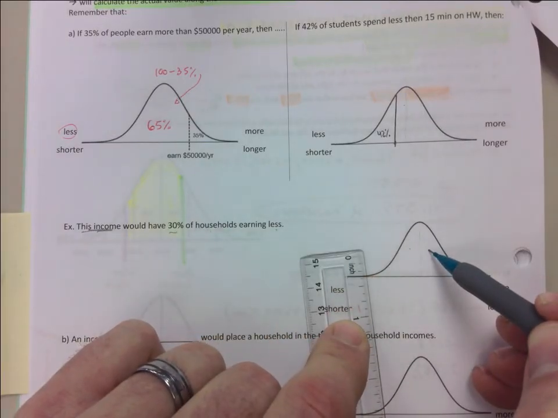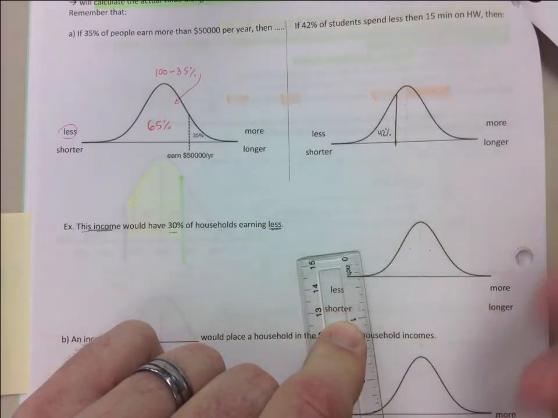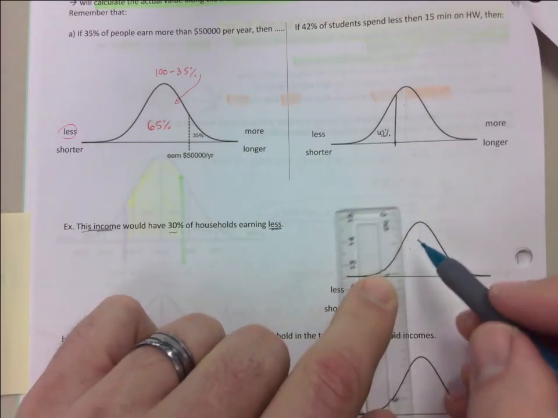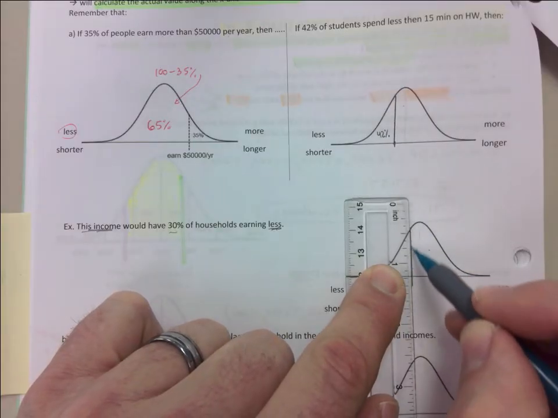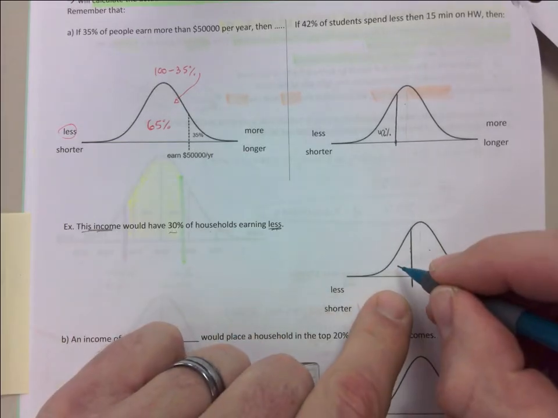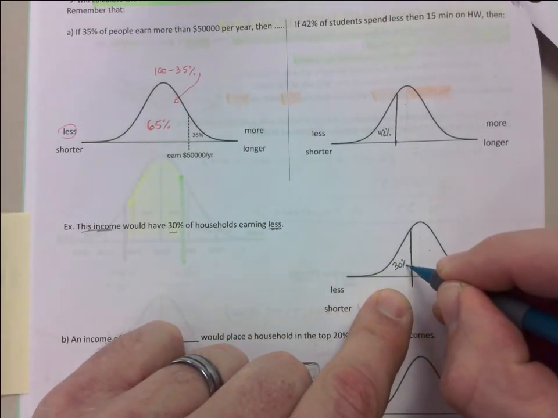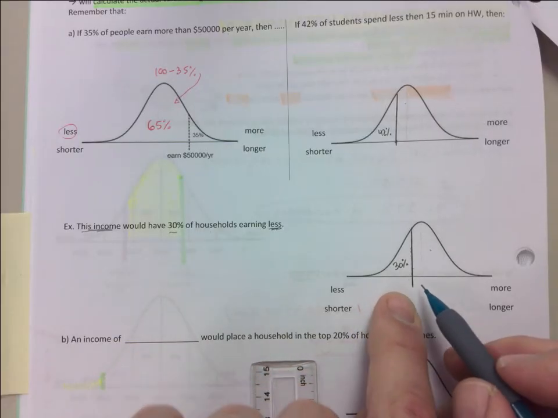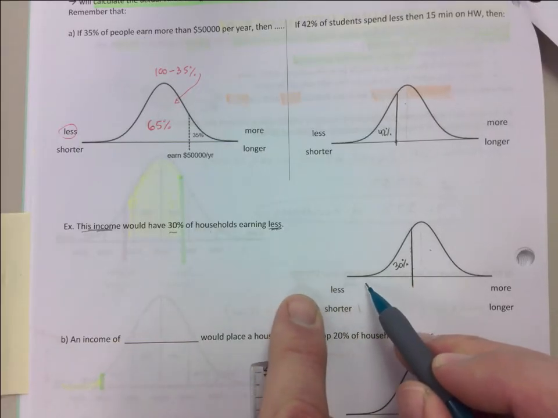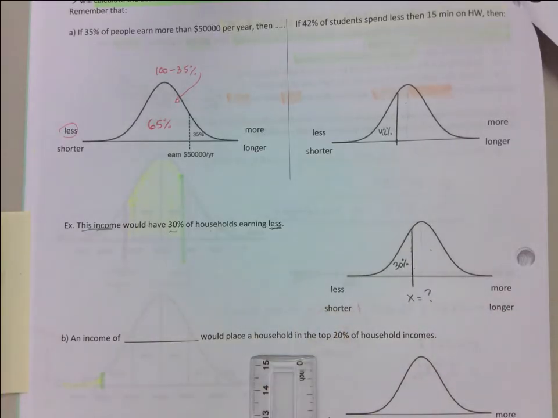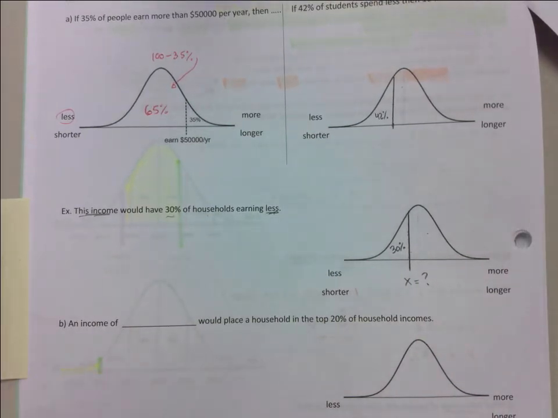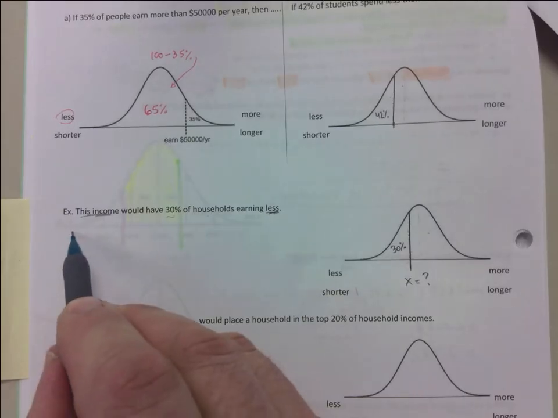So if it's 30% earning less, it's giving you the percentage to the left. So you would say this is where the line goes, approximately, where I have 30% of households earning less. And this is the value we're interested in. What is that income to achieve that? Okay? So we would go like this.